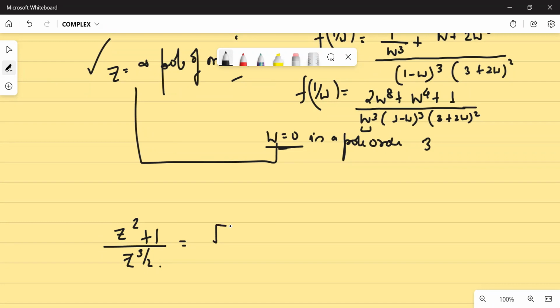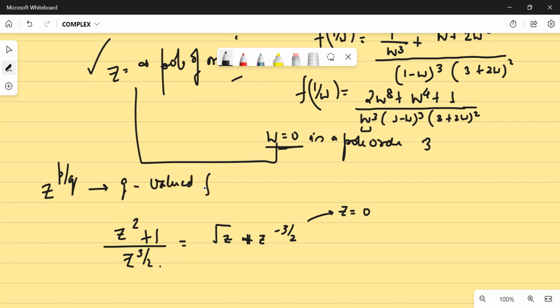So it is fairly easy to see that it is root z plus z to the power minus 3 by 2. And I've already told you that z equal to 0 is a branch point for these functions. Such type of function, I've already taught you, z to the power p over q is a q-valued function. And for a q-valued function or for a multi-valued function, z equal to 0 is a branch point. So z equal to 0 is a branch point here, z equal to 0 is a branch point here, so z equal to 0 is a branch point. I don't think there would be any doubt regarding this.